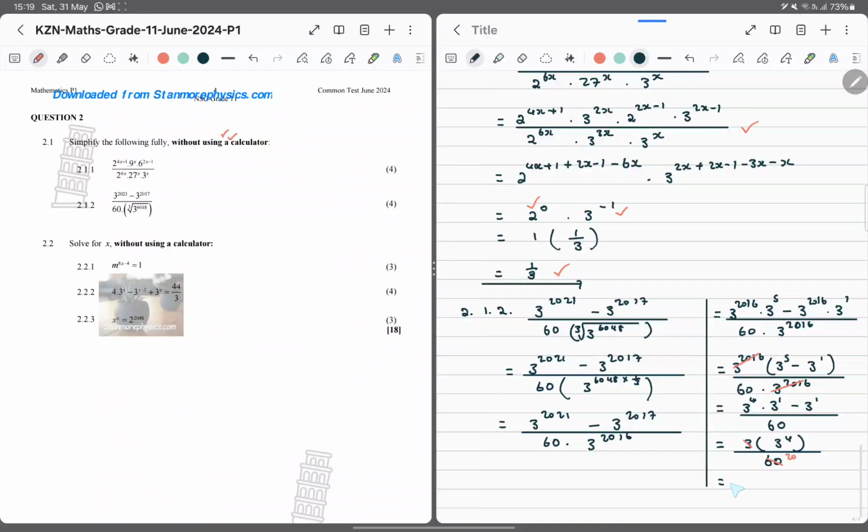My goodness, so this is 81 over 20. And of course, an odd number divided by an even number, not gonna work. So this should be the answer. Okay. Nice and easy. So that was a bit of a nightmare, was it not? It was a bit of a nightmare.